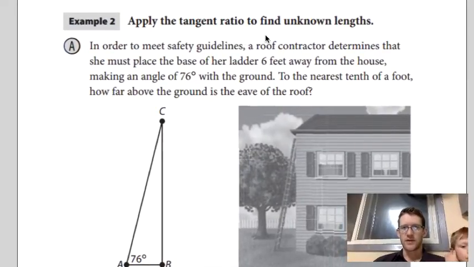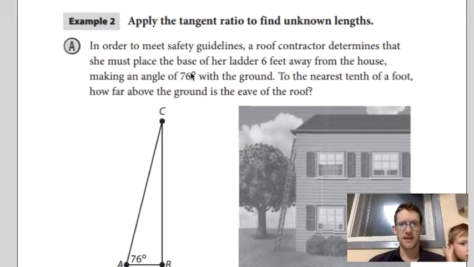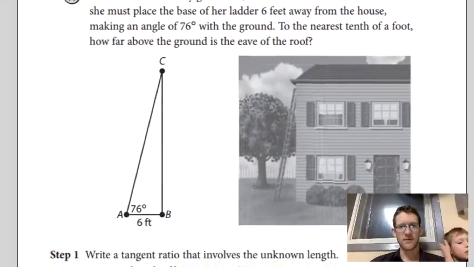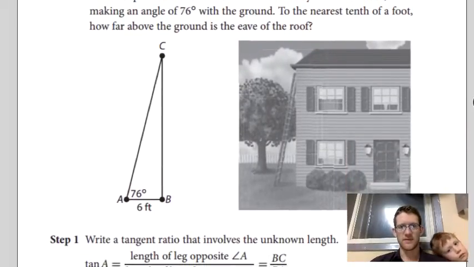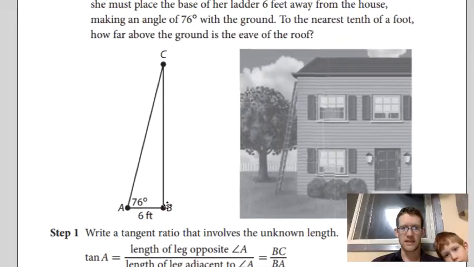Apply the tangent ratio to find unknown lengths. In order to meet safety guidelines, a roof contractor determines that she must place the base of her ladder 6 feet away from the house, making an angle 76 degrees with the ground. To the nearest tenth of a foot, how far above the ground is the eave of the roof? So here's the side of the house. Here's my ladder at an angle, right? It's at a 76 degrees and it's 6 feet away. So the question is, what is CB here, right?